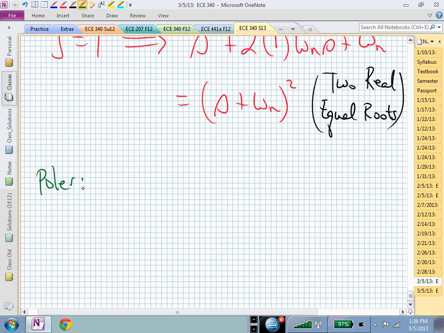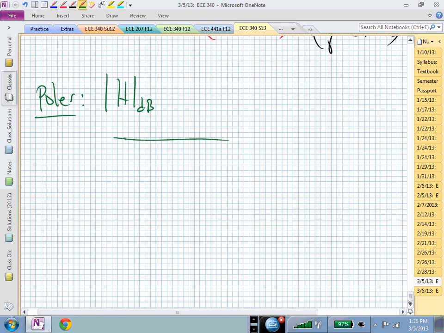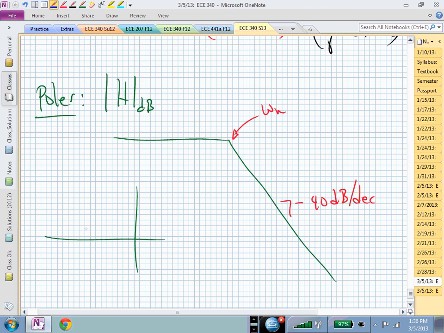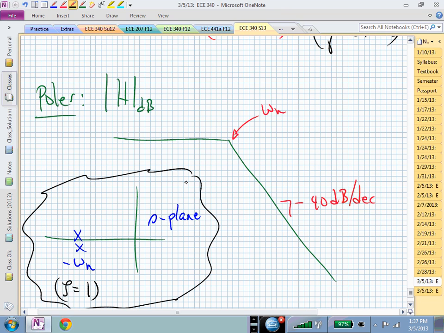If we had this factor as poles, our break frequency is omega sub n, and our slope is a result of those two, meaning if we were in the complex S-plane, we now have these two poles right here at a frequency of omega equal omega sub n, and this is now zeta equal to 1. That's the picture in the complex S-plane.